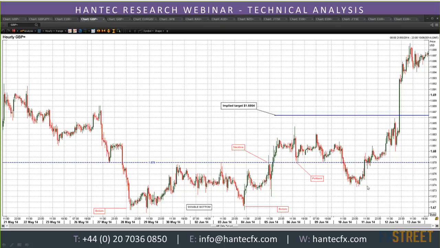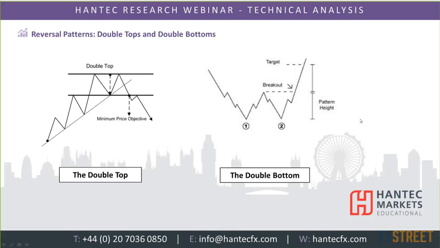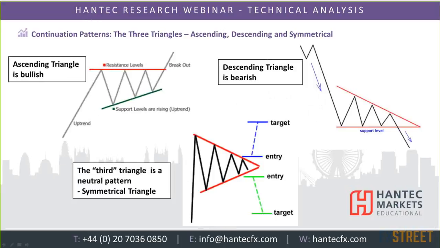Okay, we're going to look at continuation patterns. As I said, these come in the middle of your trends, and these are triangles. You've got three different sets of triangles. You've got ascending triangles, which come in uptrends. They are consolidation patterns within an uptrend. And descending triangles, which occur in your downtrends, where you get a consolidation within the downtrend before the further downside move. And then you've got a third triangle, which is more of a neutral triangle, the symmetrical triangle, where you've got no real suggestion which way you're going to break out.